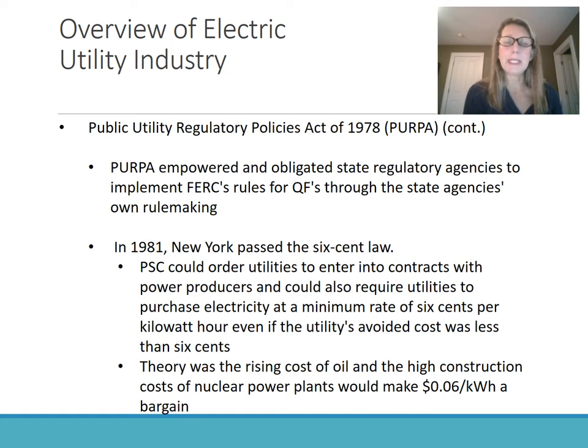So what they did is the Public Service Commission could order utilities, which they did, to enter into contracts with power producers and could also require the utilities to purchase electricity at a minimum rate of 6 cents per kilowatt hour, even if that 6 cents was greater than their avoided costs. So if we were able to purchase energy at less than 6 cents, or generate it at our own generation, or generate it at 6 cents, we were still required to sign these contracts with individual power producers. The theory was the rising cost of oil and the high construction costs of nuclear power plants would make the 6 cents per kilowatt hour a bargain.